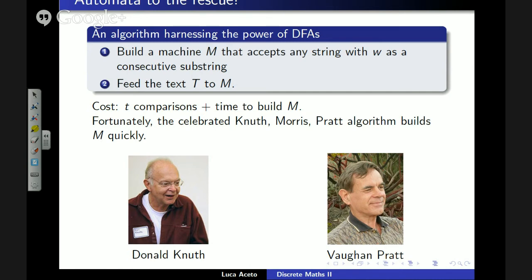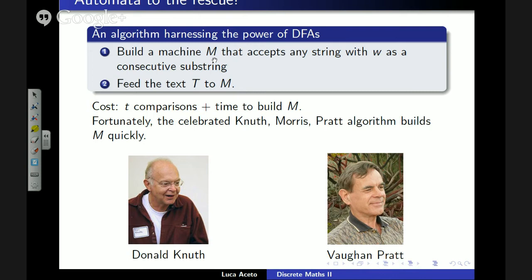Now, why is it better? Well, first of all, it only does T comparisons, because you run the text file capital T, which is of length T, through the DFA, and you read it one symbol at a time, and that takes T reads to do. However, you have to build the DFA M, and that costs.